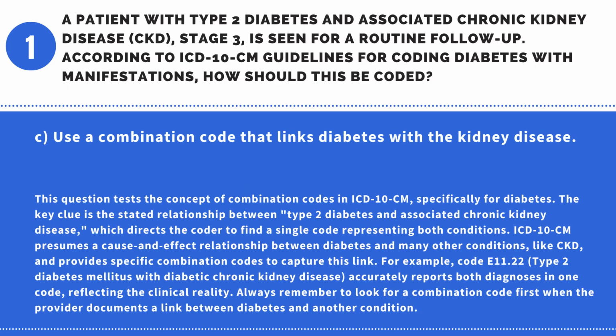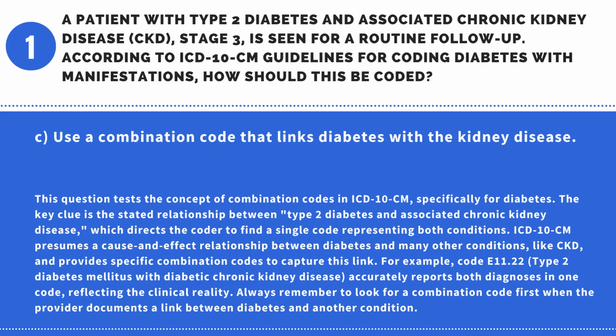Answer: C. Use a combination code that links diabetes with the kidney disease. This question tests the concept of combination codes in ICD-10-CM, specifically for diabetes. The key clue is the stated relationship between type 2 diabetes and associated chronic kidney disease, which directs the coder to find a single code representing both conditions.